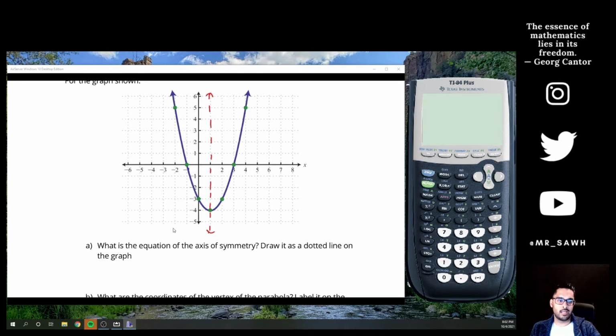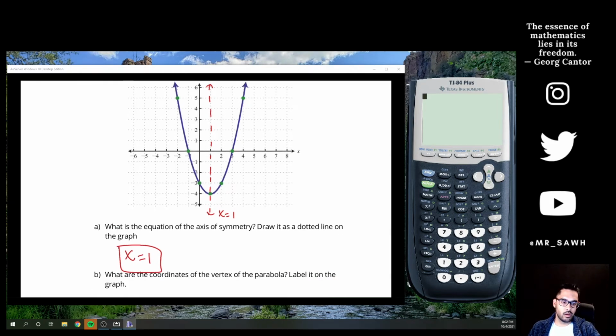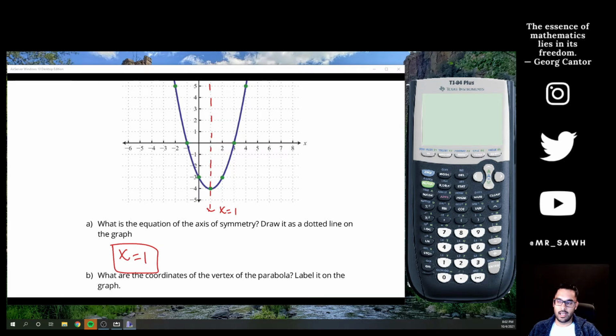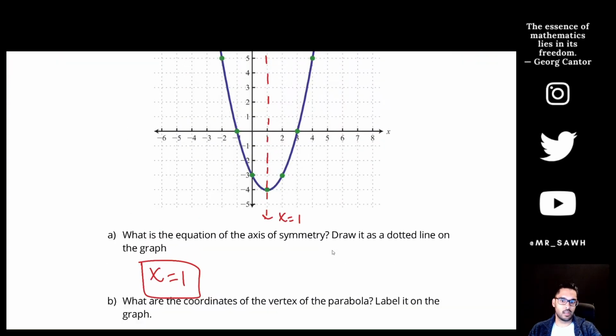Now, the red line that I drew there is going to be our vertical line that goes through the x value of 1. So I know every point on that line should have the same x value, and that is the line x is equal to 1. Right? It is an equation, so it should look like that, but there's my vertical line of x is equal to 1. Okay, what are the coordinates of the vertex? And label it. Just make this a little larger.